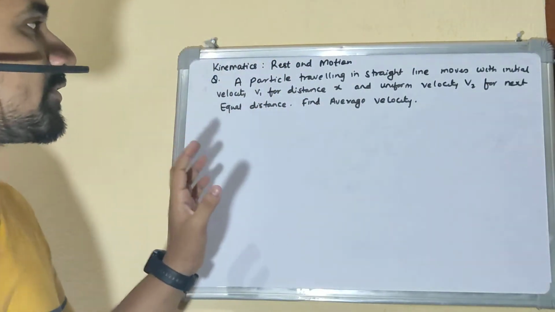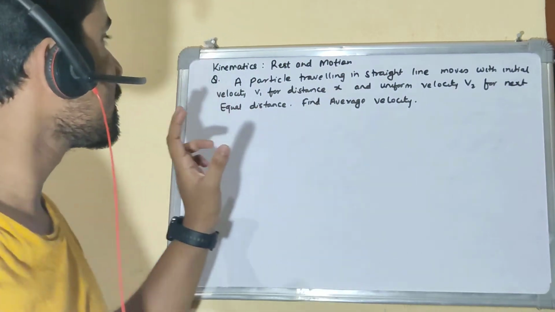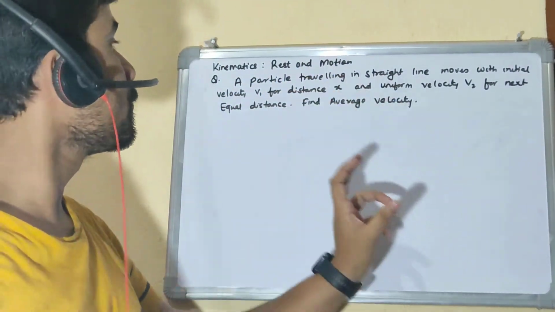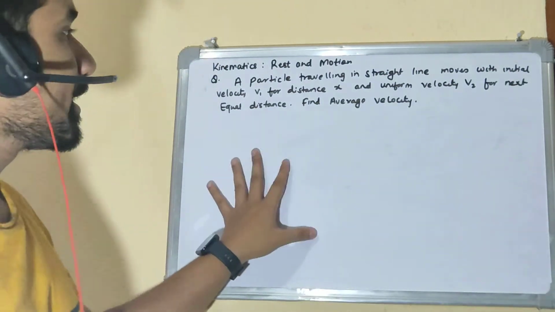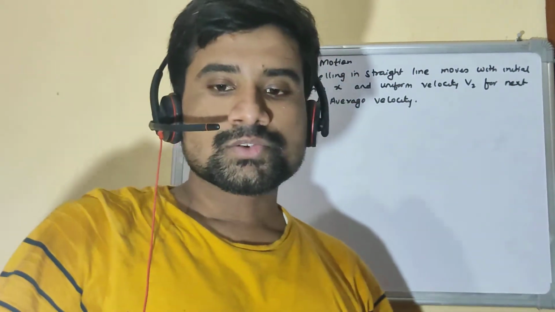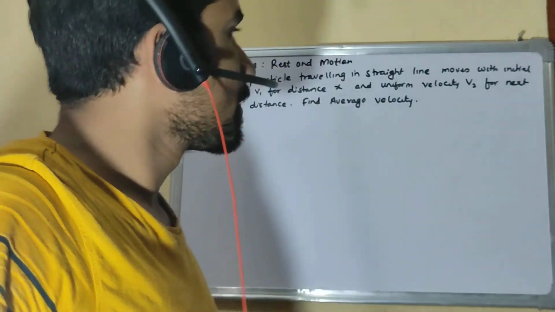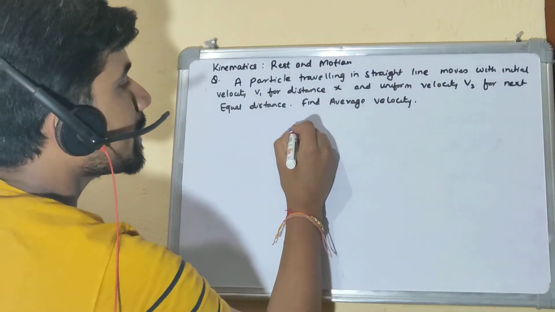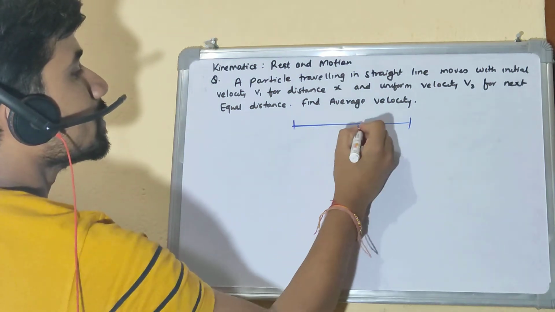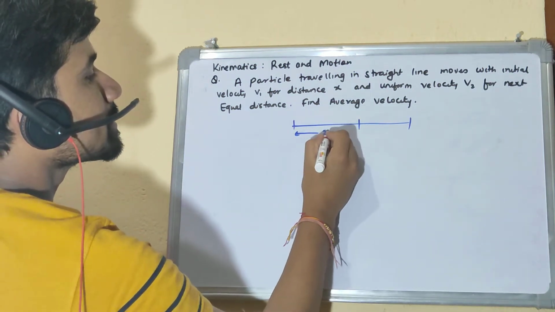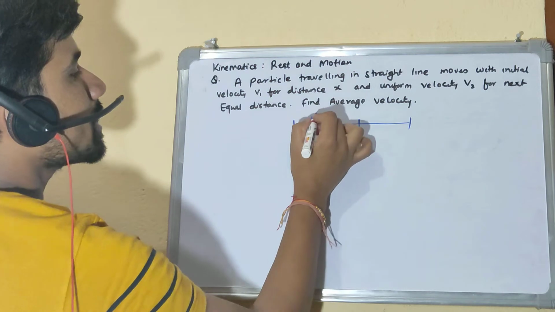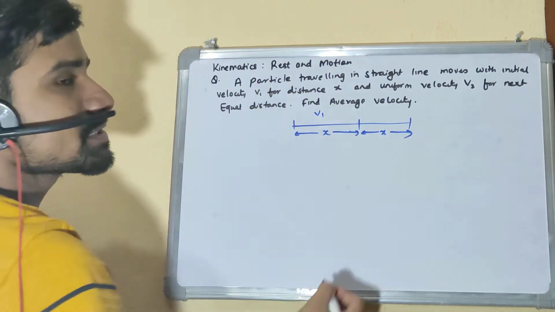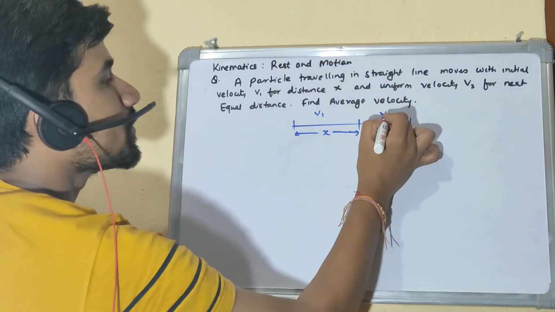A particle traveling in a straight line moves with initial velocity v1 for a distance x and uniform velocity v2 for the next equal distance. Find the average velocity. So we are given two velocities here. Let's draw the diagram for the problem. The motion is segregated like this. For the first distance x, the particle has velocity v1. For the same distance again, the particle has velocity v2.